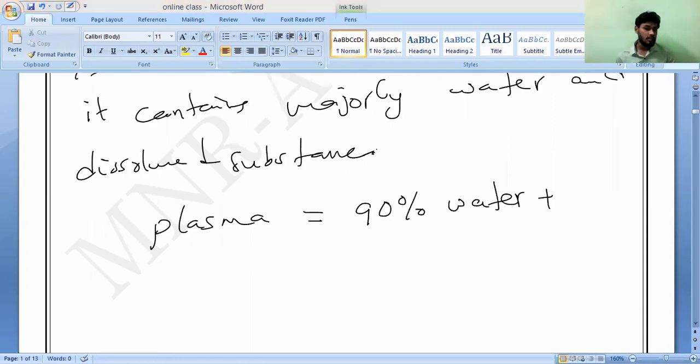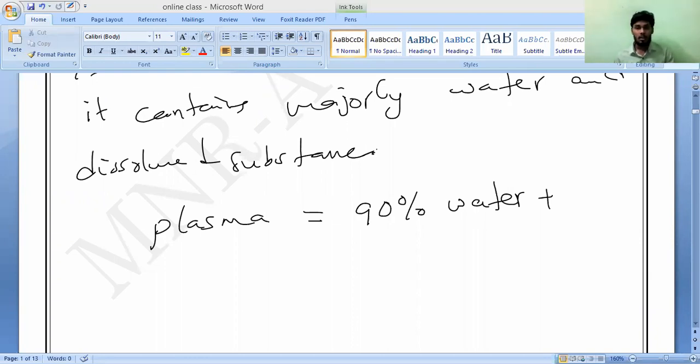The remaining contains dissolved substances such as proteins, digested food, common salt, and even waste products like carbon dioxide and urea, which have been produced in our body, and even hormones. Whatever the blood is transporting, like digested food or proteins, is in the plasma. It is 10% of this, and the remaining 90% is water. That is what you have to write.